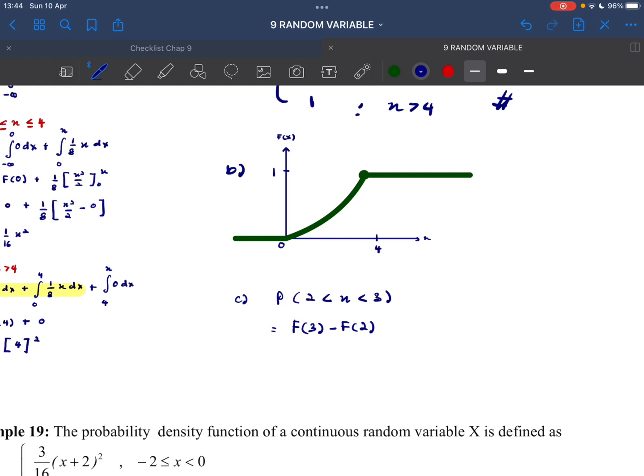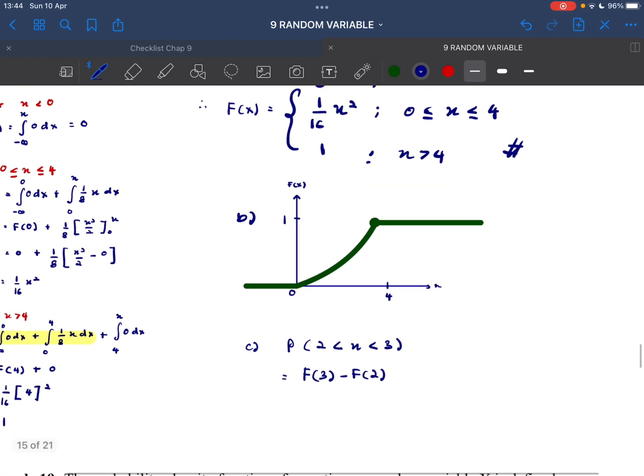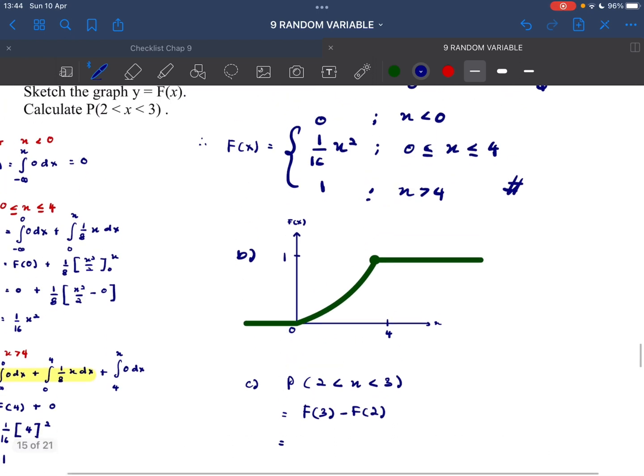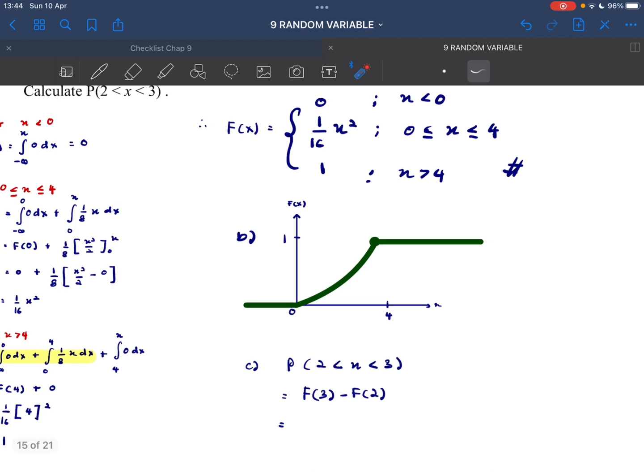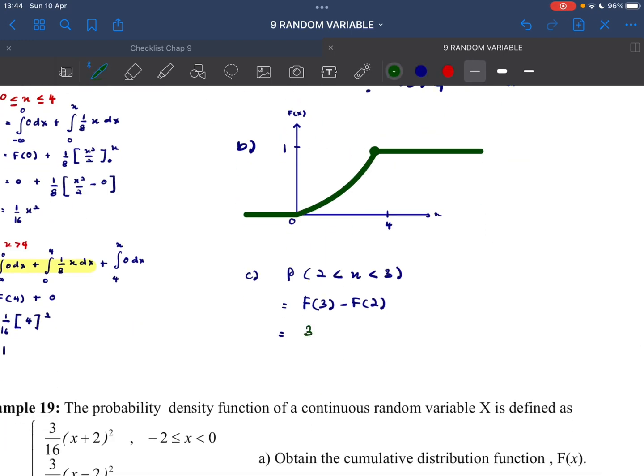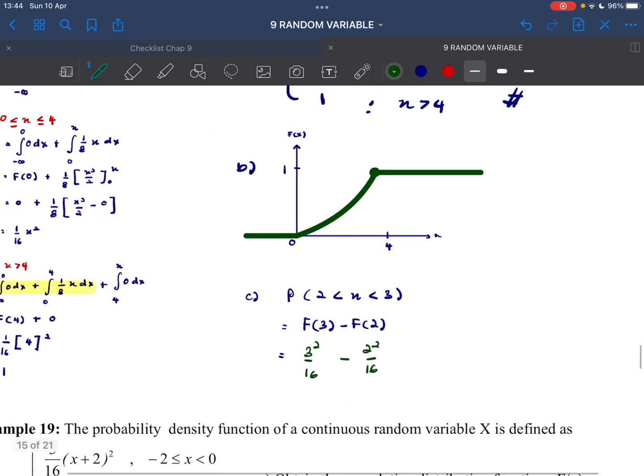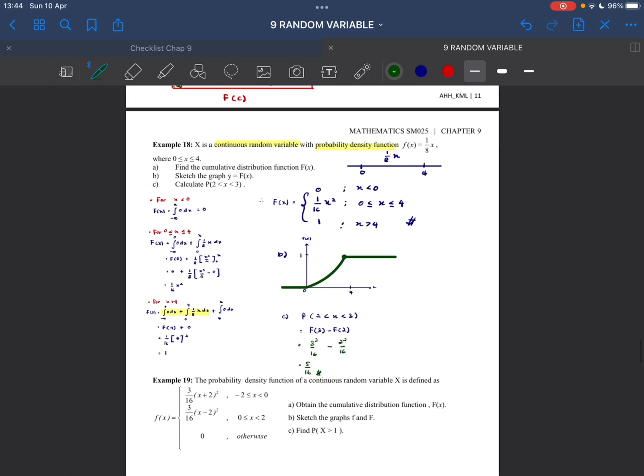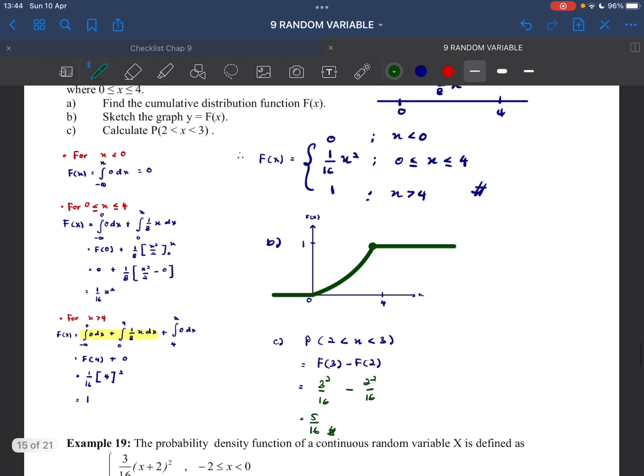Okay, F(b) minus F(a). So 3 here, both of these 2 and 3 are on this function here, so we just substitute 3 squared over 16 minus 2 squared over 16. Okay, and we get the final answer 5 over 16. Okay, so that is how we change from PDF to CDF.